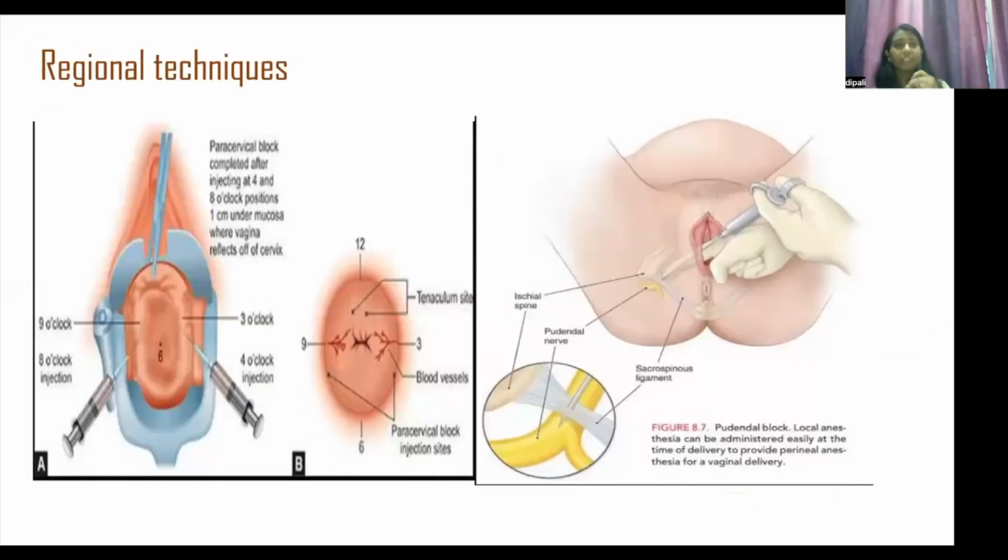Coming to regional techniques, in the first stage of labor, paracervical block provides analgesia, where around 20 ml of 1% lignocaine is used. It is given 1 centimeter under the mucosa of the cervicovaginal junction at the 4 and 8 o'clock positions. And in the second stage, pudendal nerve block helps, where the block is given either transvaginally or perineally into the pudendal nerve, which lies just below the ischial spine.